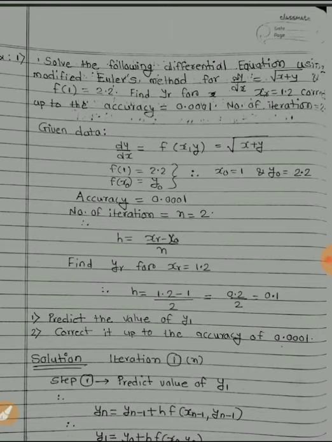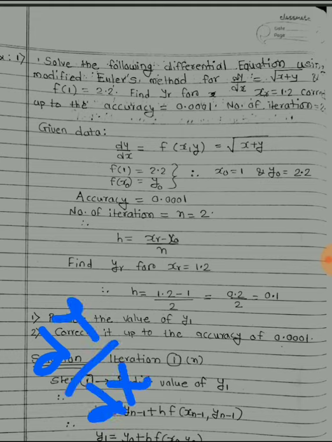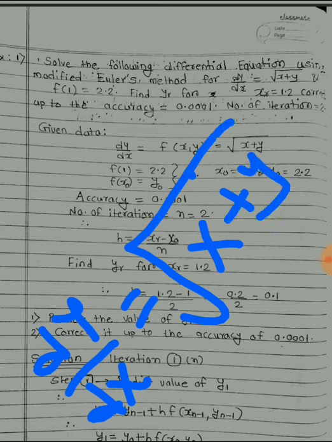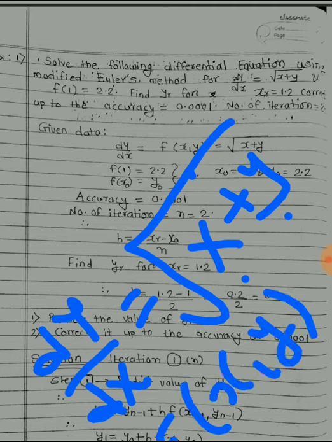Okay, so in the problem statement what I have understood first of all is, see, I have understood few things. The equation which is given to me is dy by dx is equals to square root of x plus y. This is the equation given. Now if I look at this equation, I will find x term there, I will find y term there. So I can say this is f of x comma y. It means the given equation is the equation which is function of x and y. First thing I have understood.